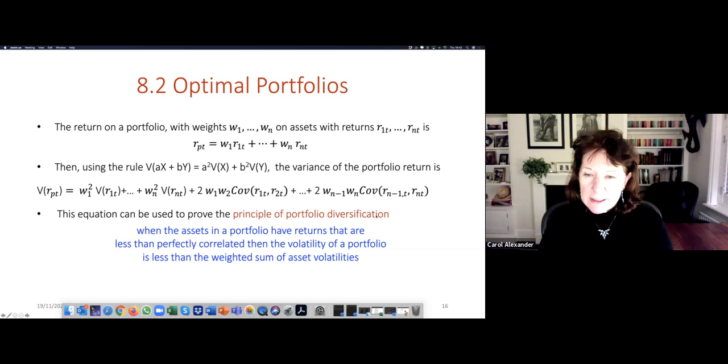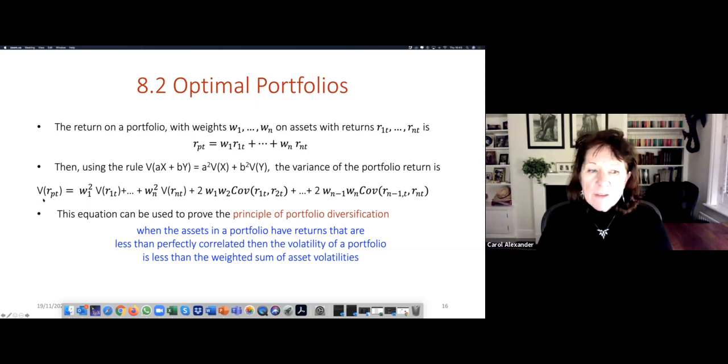And the way I like to say that is that when the assets in a portfolio have returns that are less than perfectly correlated, then the volatility of a portfolio is less than the weighted sum of asset volatilities. So looking up here at the first equation, the volatility of these returns is going to be less than W1 times the volatility of the first return plus Wn times the volatility of the nth return.